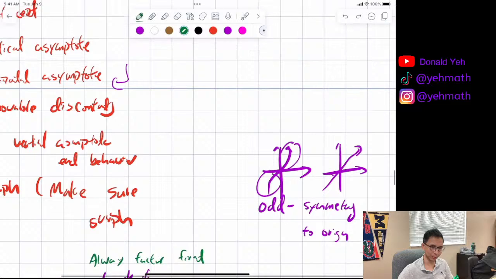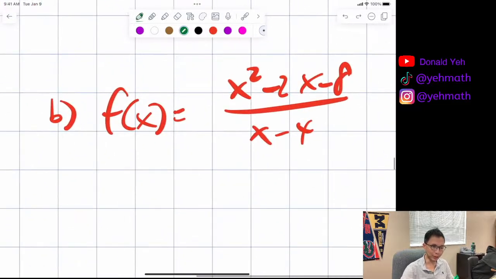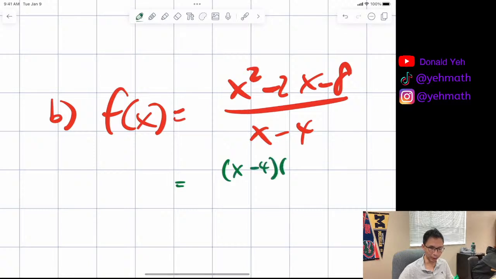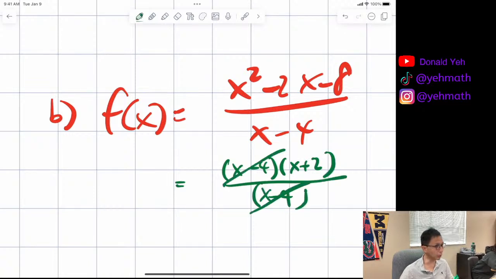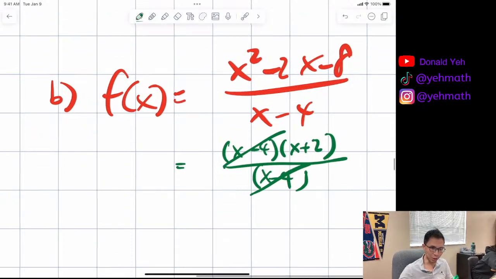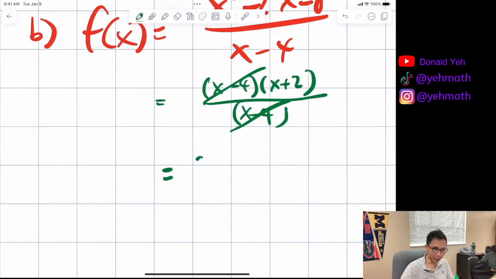So let's go through the next question. There's a reason why I told you to factor first. If you factor this, it's going to be x minus 4 and x plus 2, and then x minus 4, guess what? Boom, boom. There is a hole because something canceled. And the new equation you generate is x plus 2, which is very easy to graph. There's no vertical asymptote anymore because it's already canceled. It's just a simple hole with a straight line.